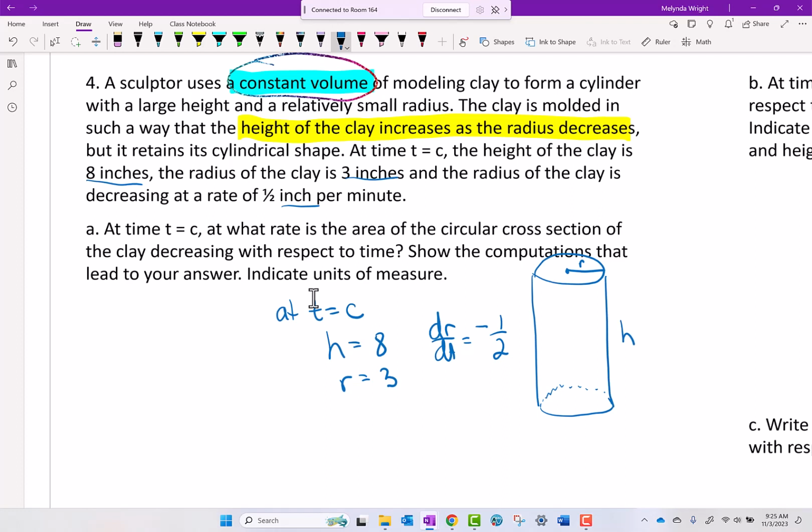Okay, so here is our setup. We've got our figure drawn. We have the rates that they gave us and the numbers that they gave us. So this is our setup.